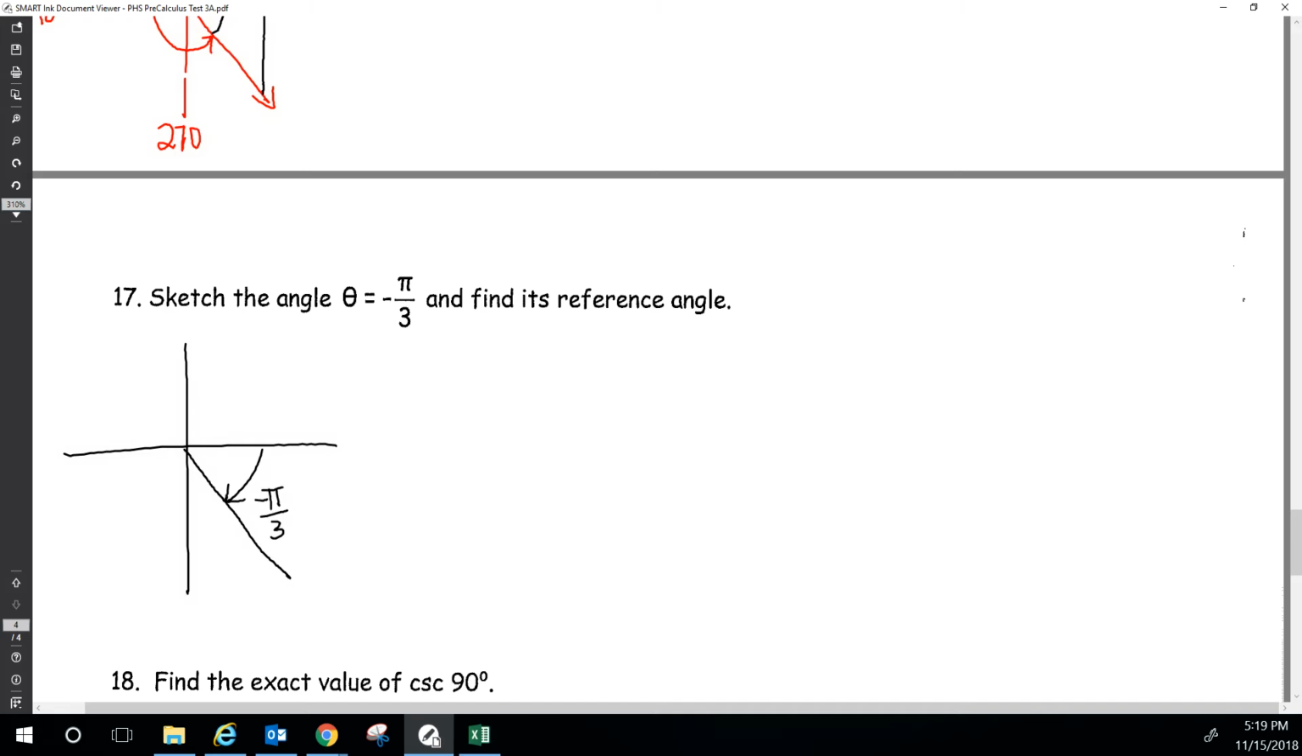Again, our reference angle is always from the line here back to the x-axis. So I'm always worried about this angle towards the x-axis, never towards the y, always towards the x. And I know my reference angle is always going to be positive. So for this guy here, I know that this measure is pi over 3 because this is negative pi over 3. So the positive version is just going to be pi over 3. So my reference angle is pi over 3.